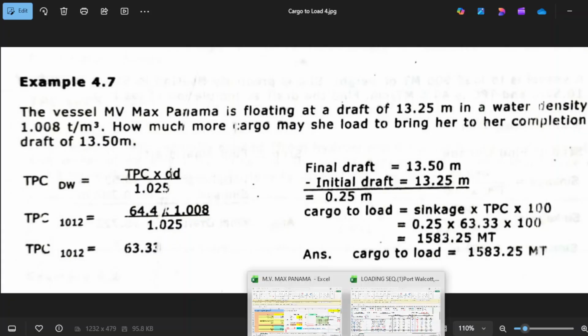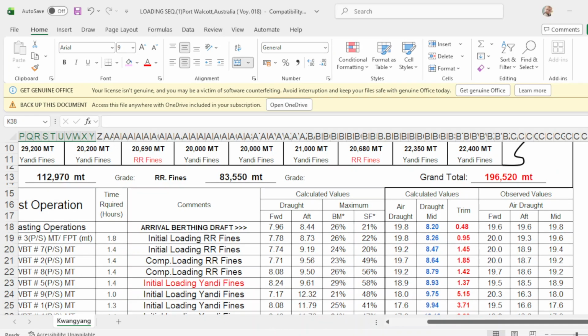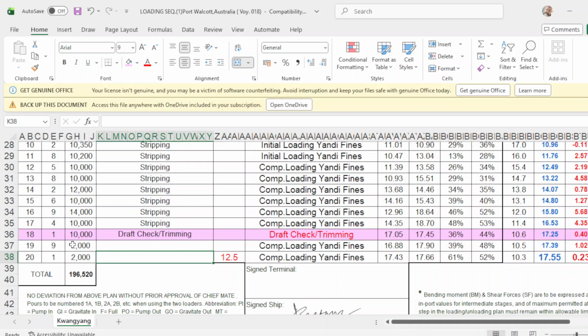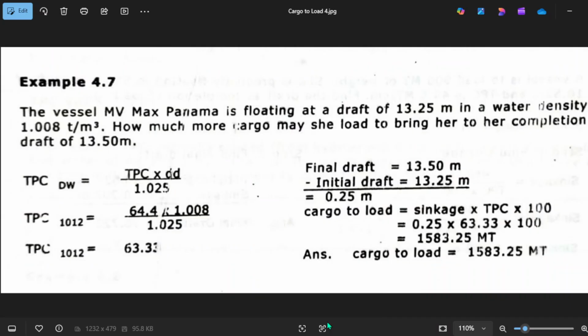And in this case, okay, he stops at pour 18 for draft check or trimming, and this will be his initial draft forward and aft. And they have a trimming hold, which is 199, and this is the remaining cargo to load of 4,000. But in this case, the initial draft for the draft check is 13.25, okay? And the density is 1.008. So I go to my program.